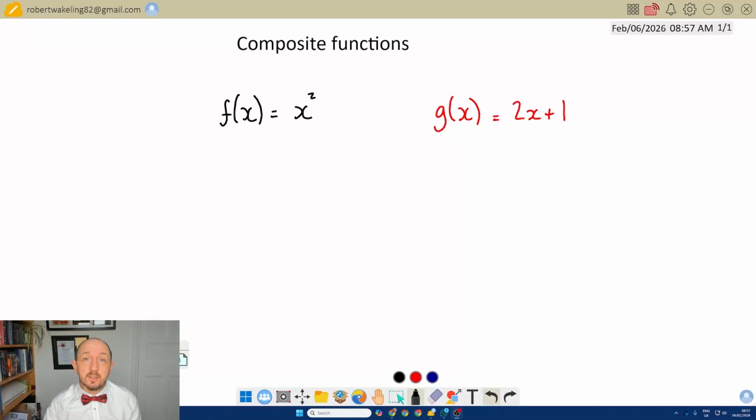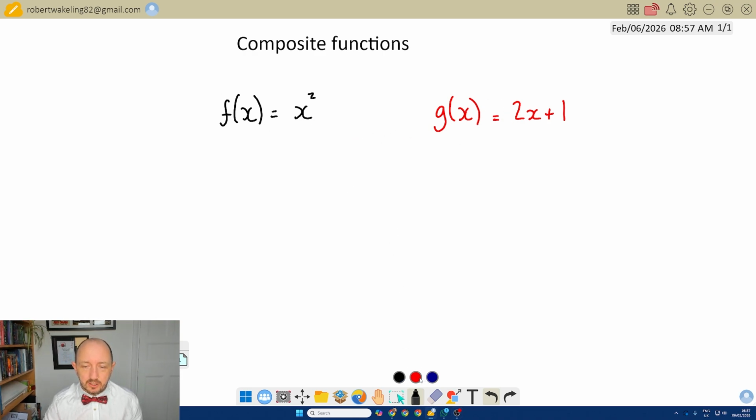In this video, we're going to be looking at composite functions, and all that means is that you take the result of one function and input that into another function. I've done another video on functions and its notation, so check that out if you're not too sure about this f(x) business. But essentially, we're going to take the result of one and put it into the other.